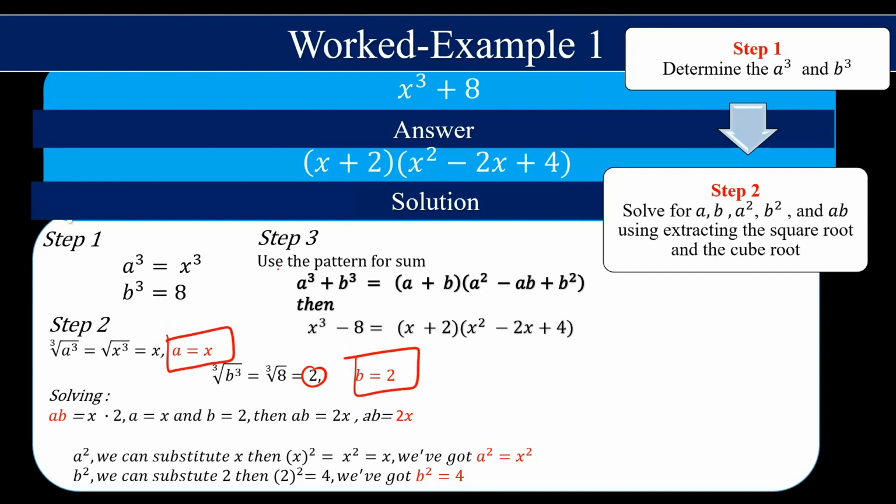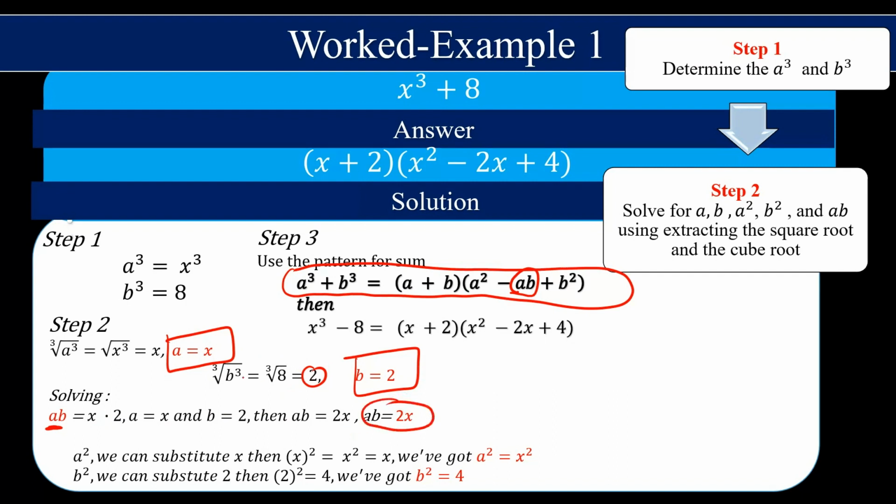Now, after that, we have to use the pattern. This is very crucial because what we have in step number 2, we got A and we got B. Now we multiply A and B. The pattern has AB. So A times x, and B is 2. X times 2 is 2x. That's why the AB here is 2x.